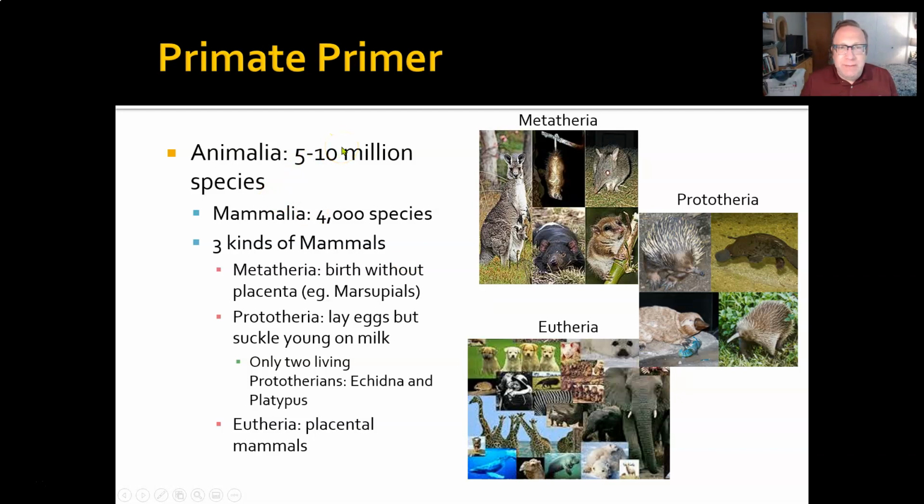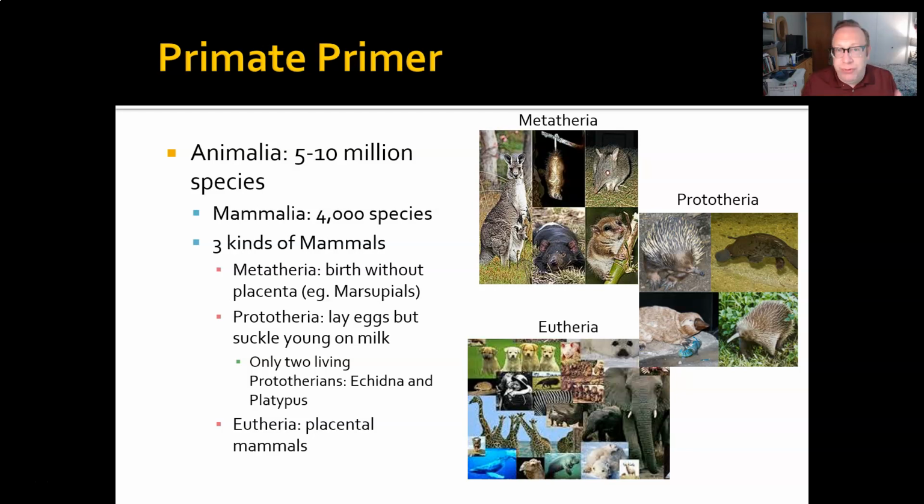So, there are 5 to 10 million species of animal estimated. That's a big sort of guess there. We don't know for sure at the moment, but the estimates range from 5 to 10 million. Of them, mammals make up about 4,000 species, and they fall into 3 different groups. You have the Metatheria, which give live birth, but without placentas. So that's your marsupials, for instance.